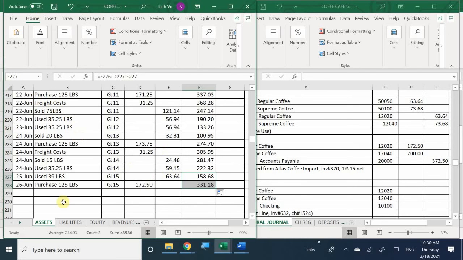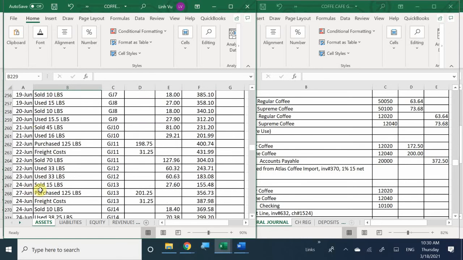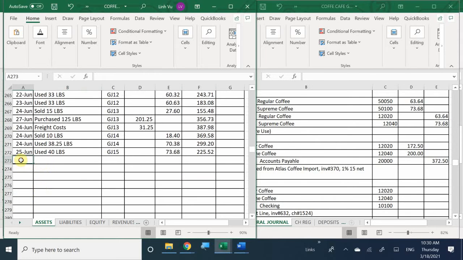Then we got to do our supreme coffee. All right, we purchased another 125 pounds. General Journal 15 for $200. Okay. So then what's my total ending balance here? 425.52. 425.52. Good.